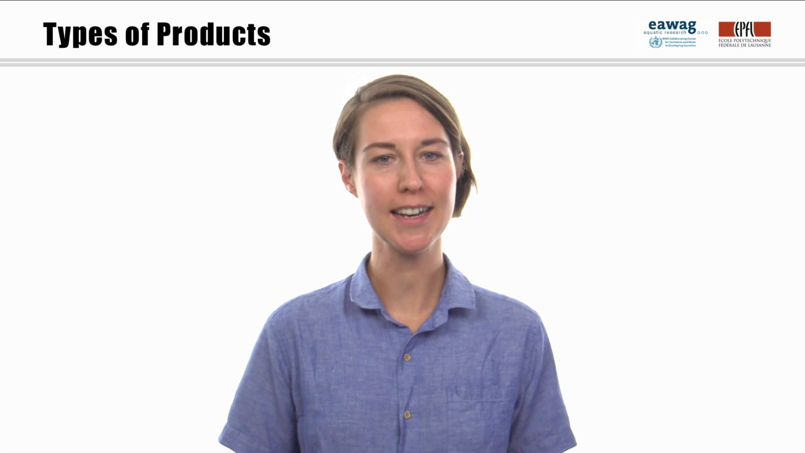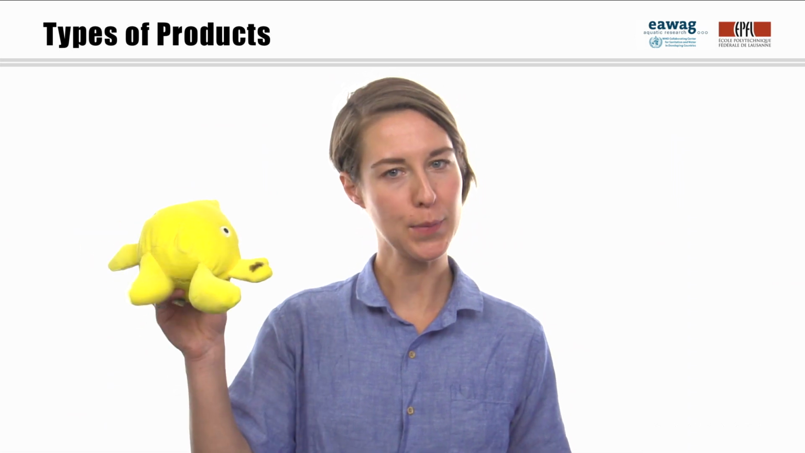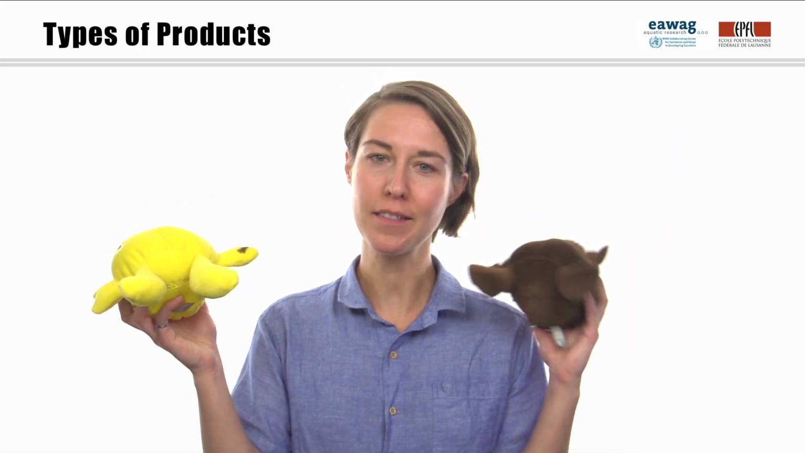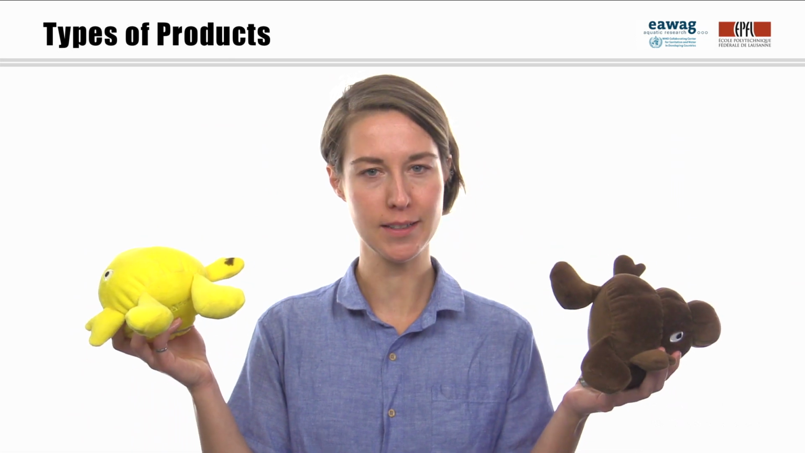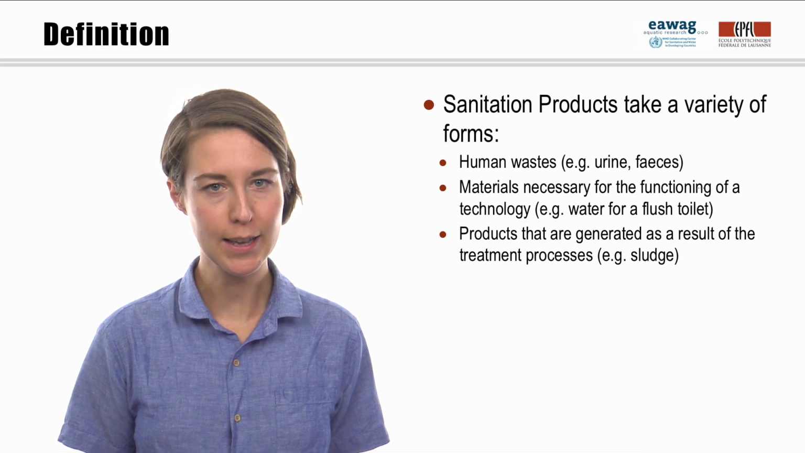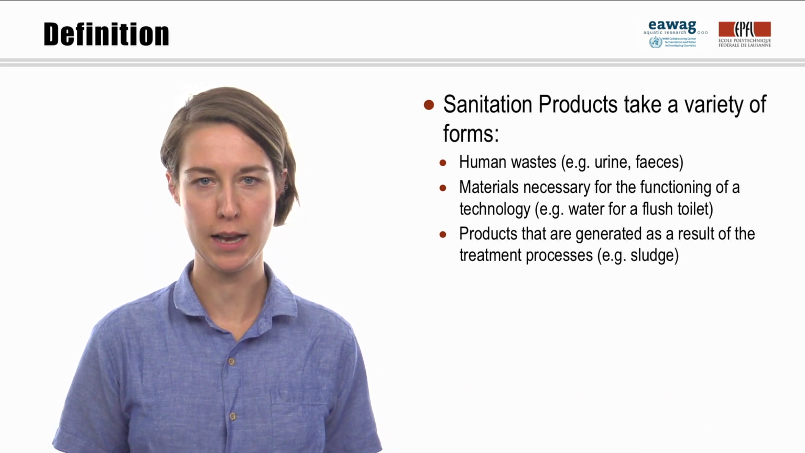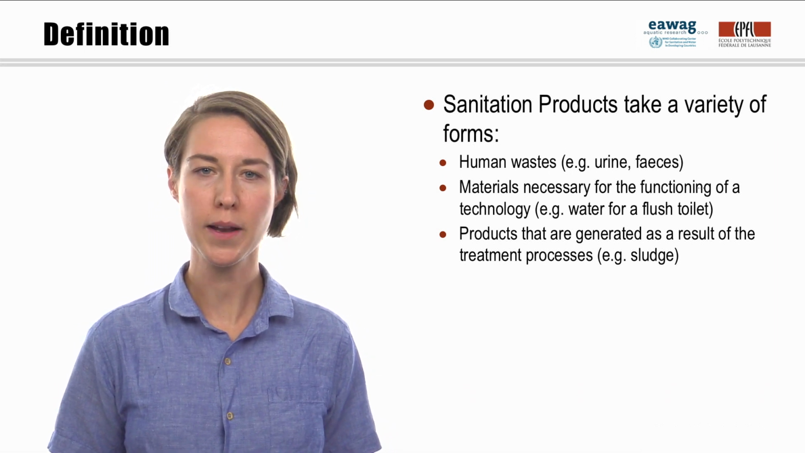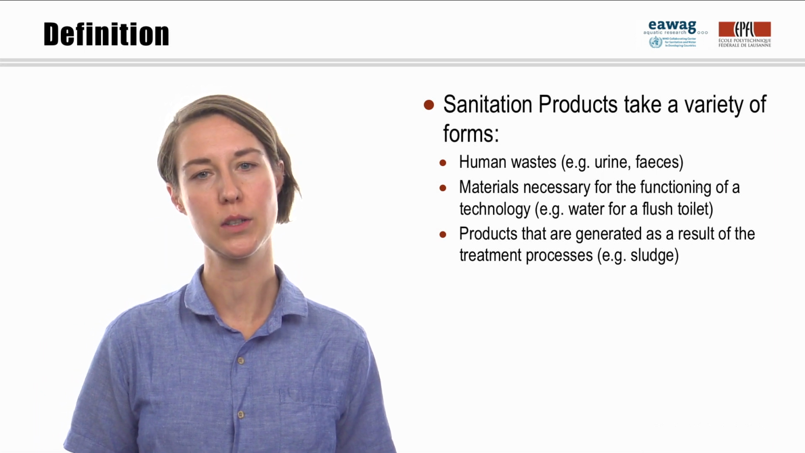Typically, when we think about sanitation, we think about two things, pee and poo. So the liquid and the solid excreta that come out of our bodies. But in reality, there are a lot more elements to consider. Certainly, urine and feces are two of the most important aspects to consider, but there are also many other materials that make the sanitation system work.